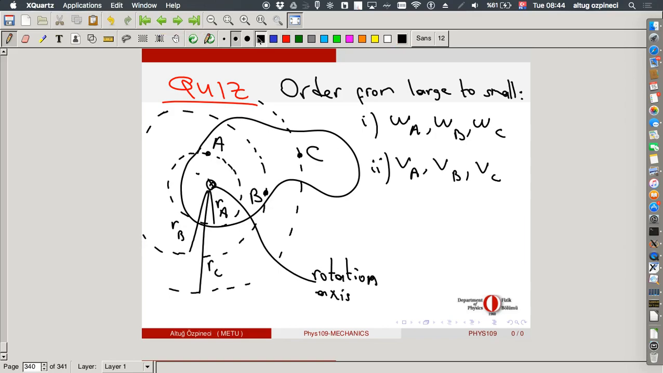Now the answer is the angular velocities are all equal. But since the linear velocity is equal to the angular velocity times the distance from the rotation axis, the further away point has a larger speed. So v_C is larger than v_B, larger than v_A.